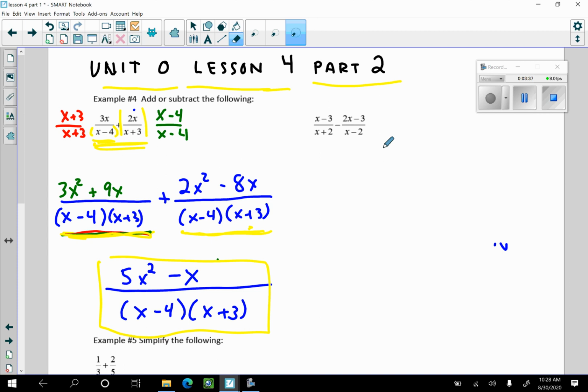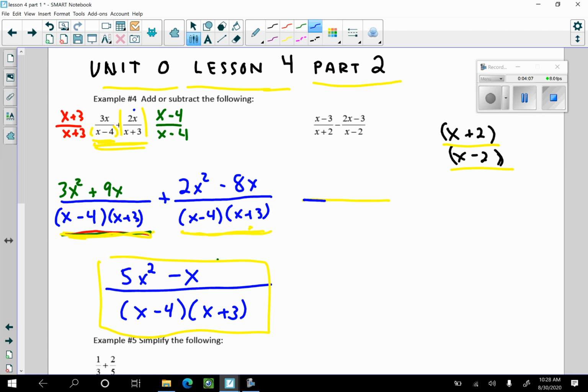All right, so let's do this guy over here, and this is a subtraction here. And again, I need the least common multiple of x plus 2 and x minus 2. And we know the least common multiple is going to be the product, because both of those expressions are prime. So the least common denominator, or least common multiple, will be the product of those two. So let's rewrite those fractions down here. It's going to be x plus 2, x minus 2. And this guy, I'm going to write it over here. X plus 2, x minus 2.